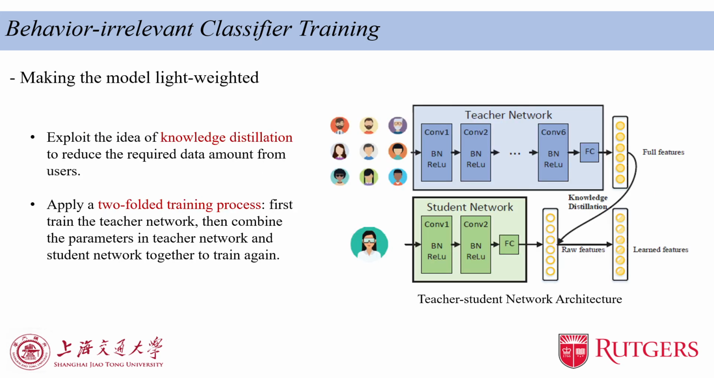Also, since the system is designed for smartphones, we would like to make it lightweight. Here we borrow the idea of knowledge distillation to offload the training efforts to offline process by constructing a teacher-student network. Then the parameters trained by the teacher network with multiple users could help the training of student network for a specific user, so that it only requires a small amount of data and training effort from the specific user.